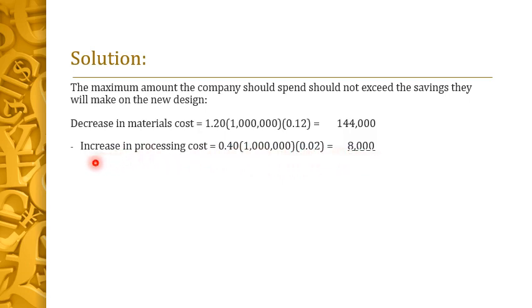To get the savings, we simply get the difference of these two. The difference is 136,000 pesos. And this is our final answer.